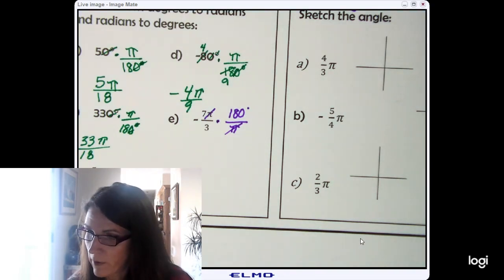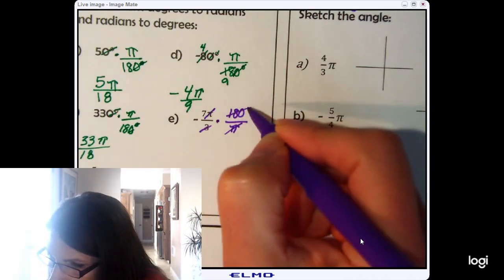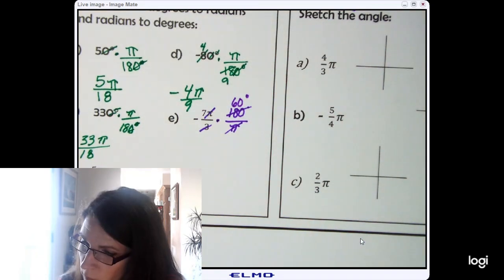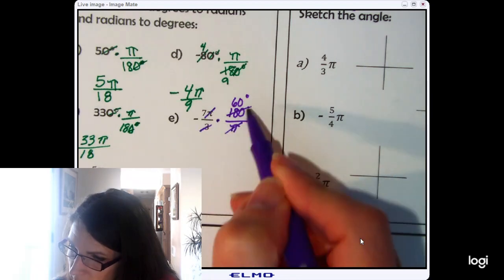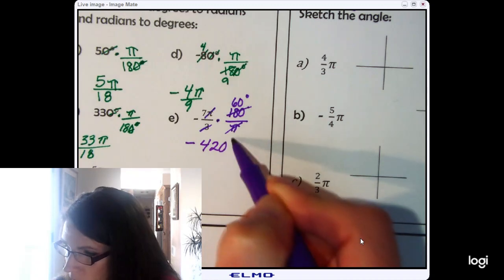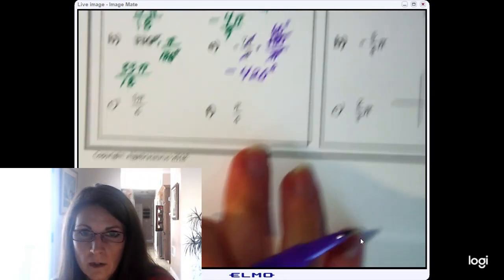Let's look and see if our fraction reduces at all. 3 does go into 180. How many times? I didn't mean to cancel out the degree symbol there. It goes in 60 times. And then I'm left with negative 7 times 60, which is negative 420 degrees. Awesome.